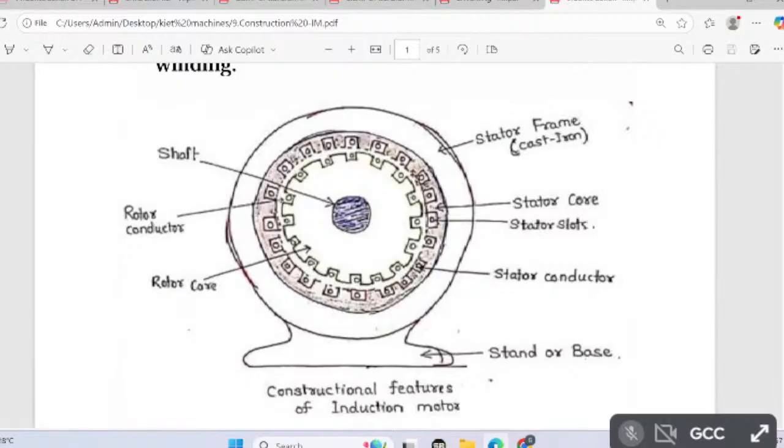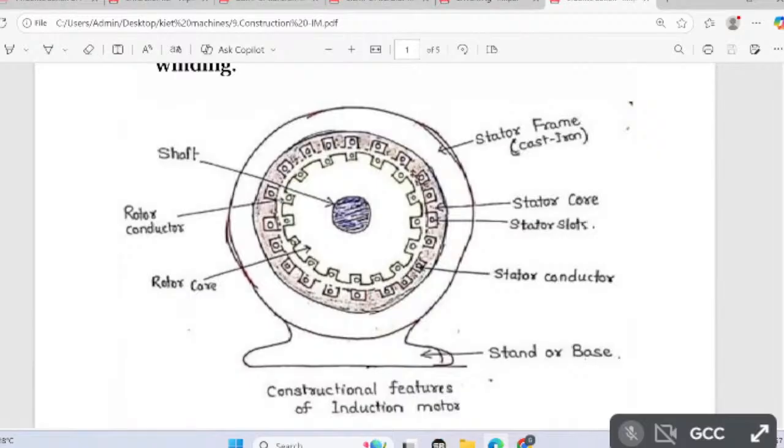Here there are no slip rings, only slots and conductors. Okay, I will tell: this is a rotating transformer. A transformer has two windings, so the induction motor also has two windings, one in the stator and one in the rotor.